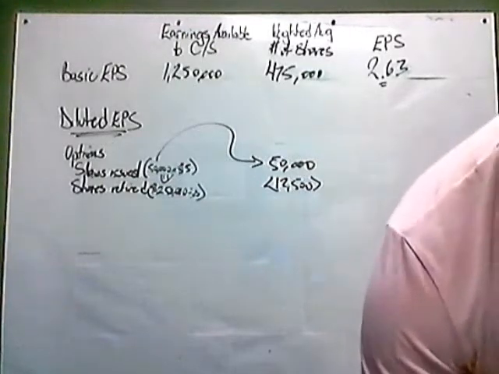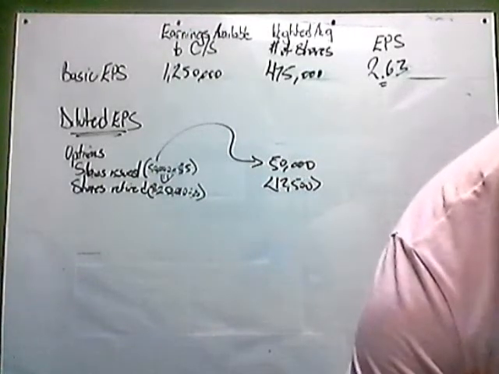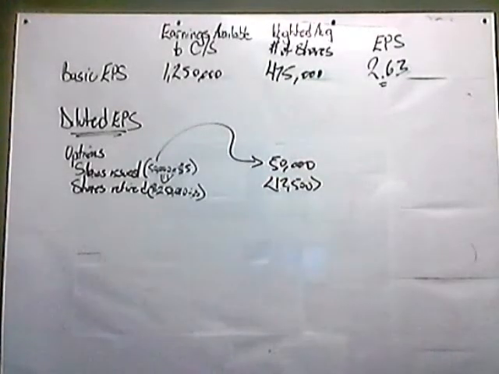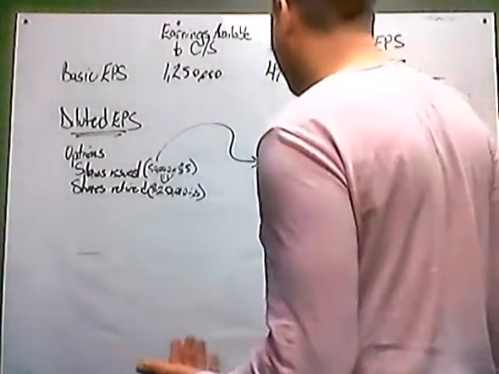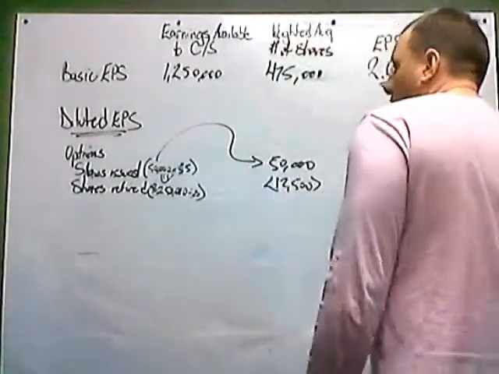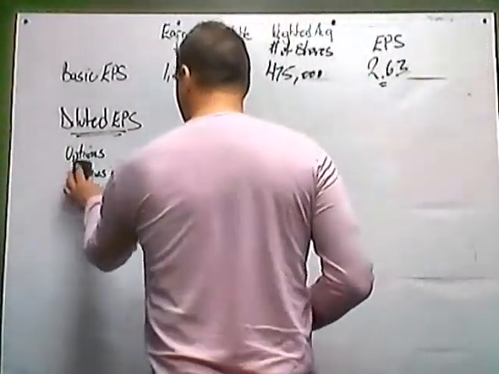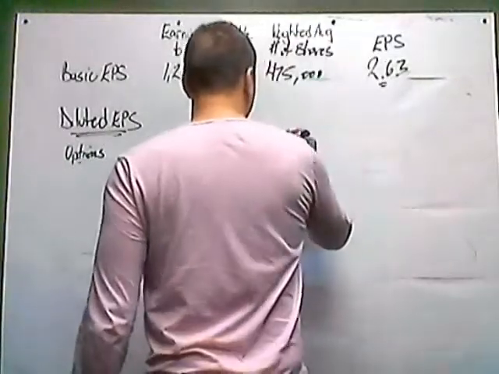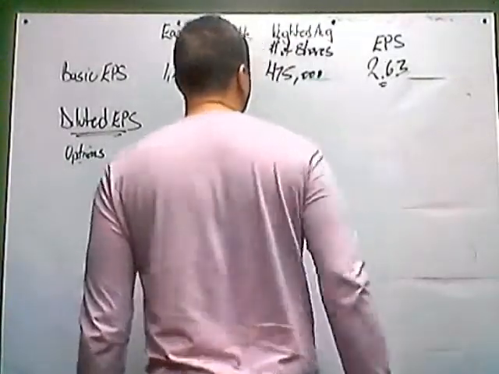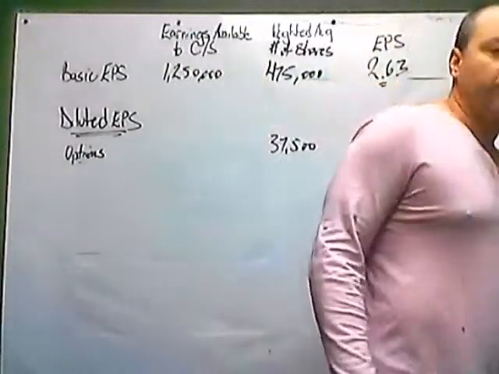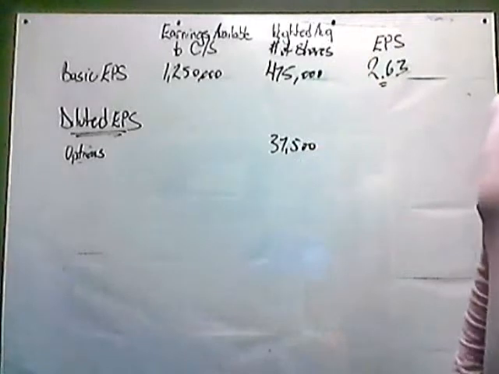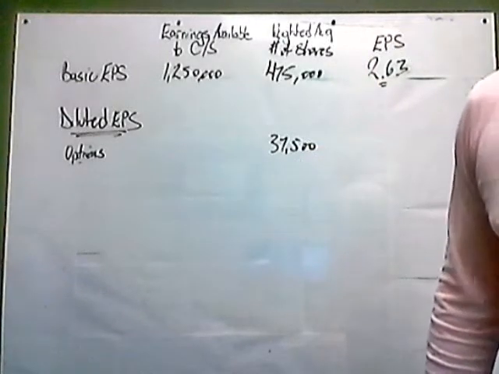Now, from there, what do we have? Well, I'm just going to go erase this. Options 37,500. There's no effect on net income right now. Okay. Now let's go look at the bonds.